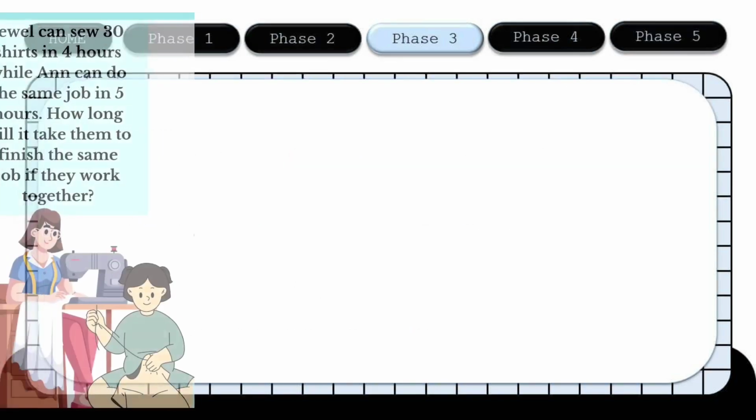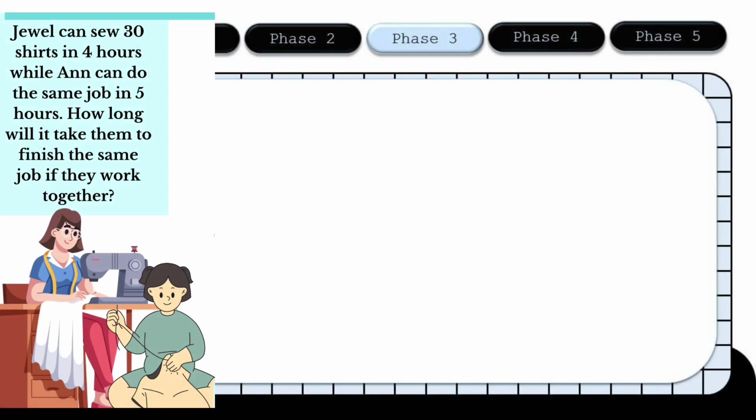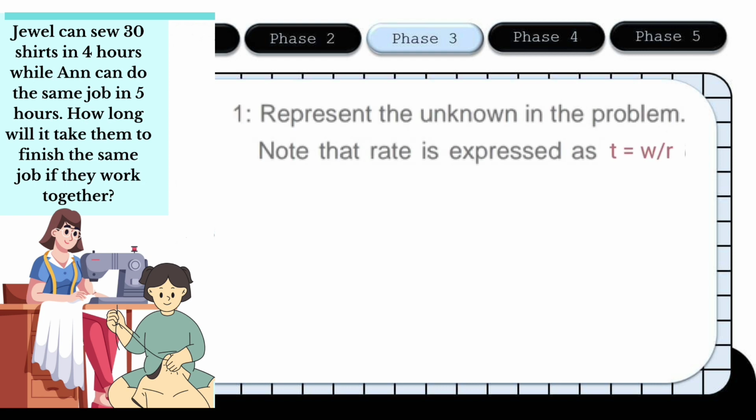Halimbawa, if kayang magtahi ni Jewel ng 30 shirts in 4 hours at si Anne ay kaya niyang gawin ang same job for 5 hours, how long will it take them to finish the same job if they work together? So, kung magtatrabaho sila ng magkasama, ilang oras na lang kaya yung gugugulin nila para matapos na makapagtahi ng 30 shirts? So, time ang ating hinahanap. We note that time is expressed as time is equal to work over rate.